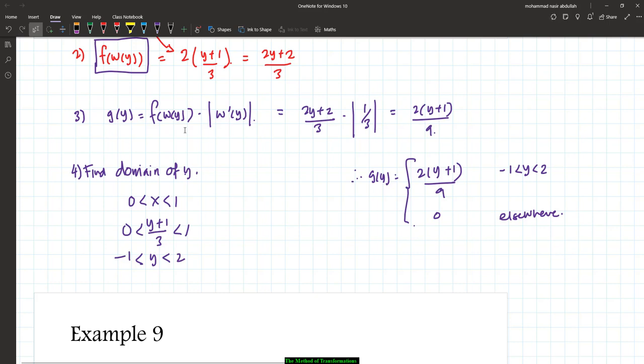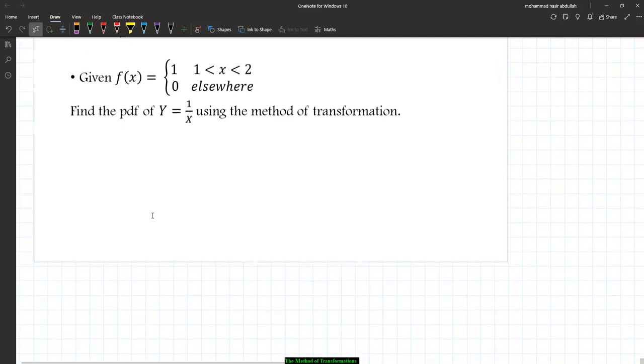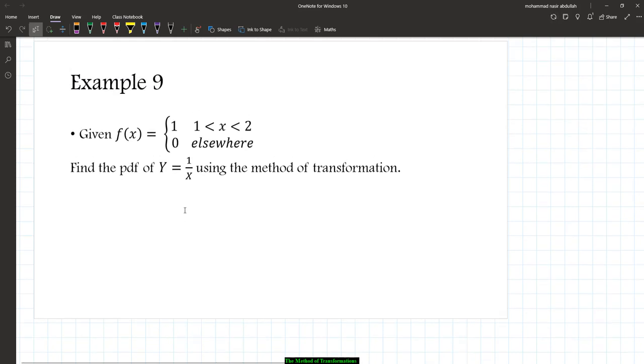Since it's very simple, I want you to do this one, example number 9. So let me show example number 9 first, later I will give you example number 10, to make it easier for you, right? So now this is a very simple PDF, probability density function. f(x) is equal to 1, and x is between 1 and 2. So find the PDF of y equal to 1 over x using the transformation method.